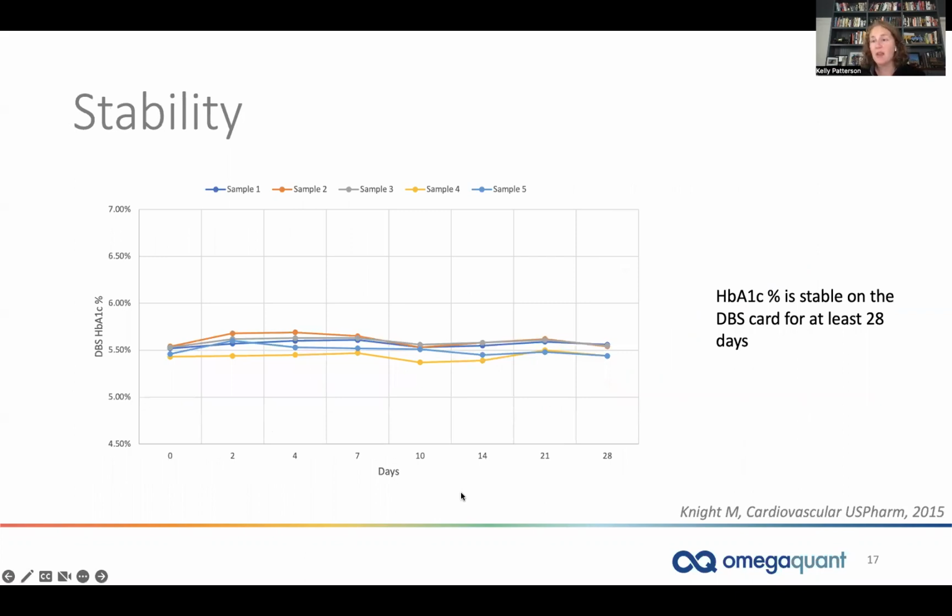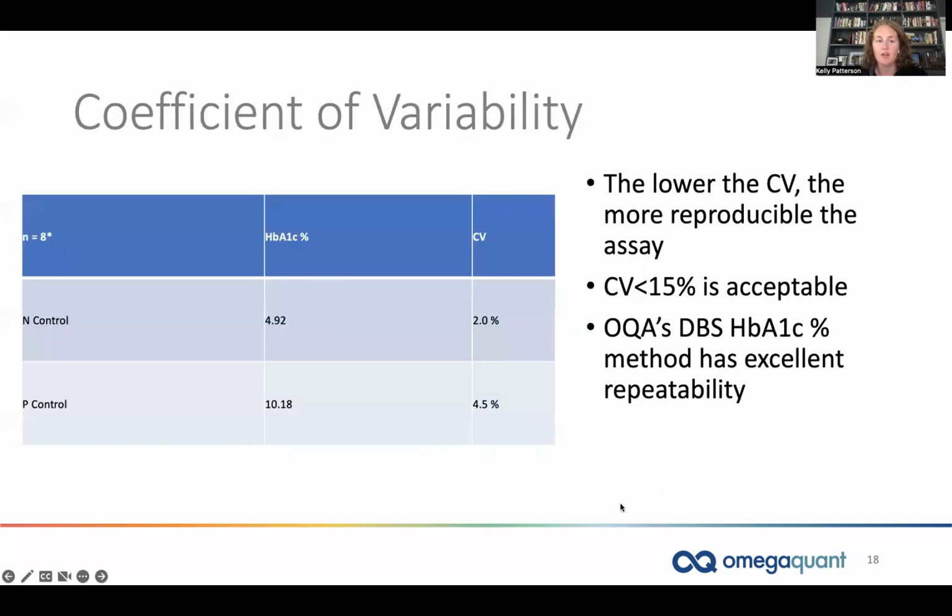Another concern some folks may have is that you are pricking your finger, putting a little bit of blood on a card and then sending it in to us. Does it stay stable in the mail? And yes, absolutely. Hemoglobin A1C is stable on our dried blood spot cards for at least 28 days. So that stability is there. You don't have to worry about your card getting too hot, too cold, nothing like that. It is stable for time and temperature. Coefficient of variability, this just means that our tests are reproducible in our lab, so that you are getting a valid, reproducible result when you can trust our test.